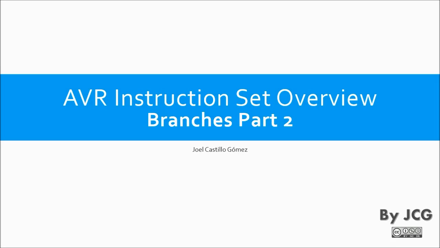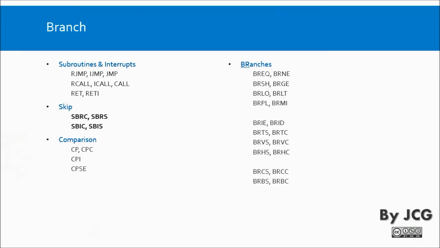Welcome to the second part of our branches mnemonics overview. This time we're going to talk about the instructions that are marked in bold. These instructions are called skips, and they are conditional and restricted jumps. The difference is that these skips are conditional.